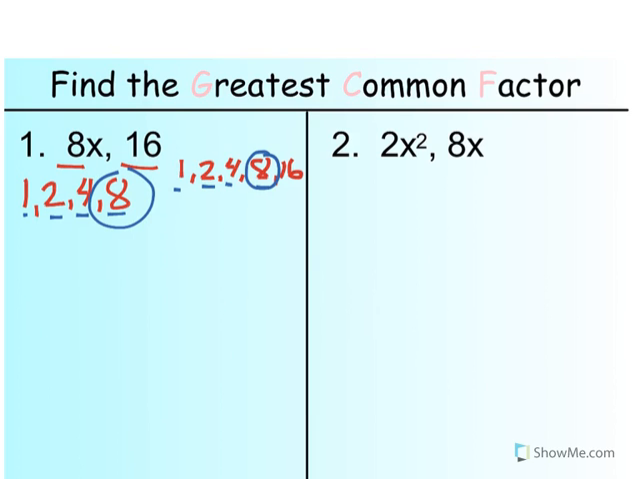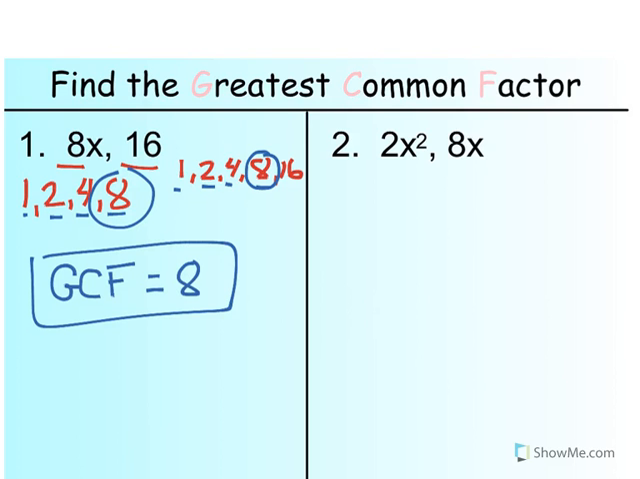Now, if you are comfortable with your multiplication facts, you should be able to look at 8 and 16 and know that 8 is the biggest number that goes into both. But just in case you've ever wondered what a GCF is, that's what it is. That is the largest number that goes into both. So the GCF for those two terms is simply 8. Now let's look at the next one.